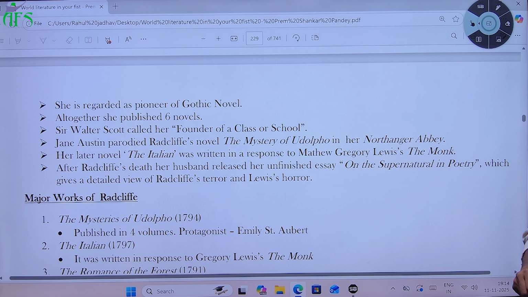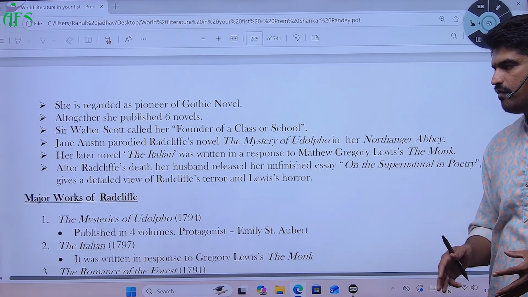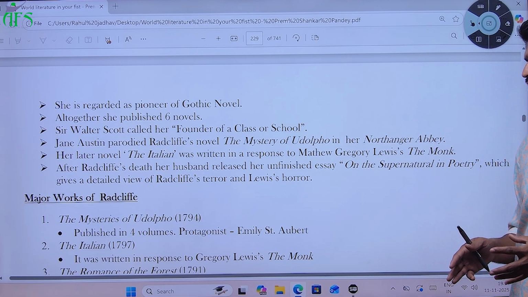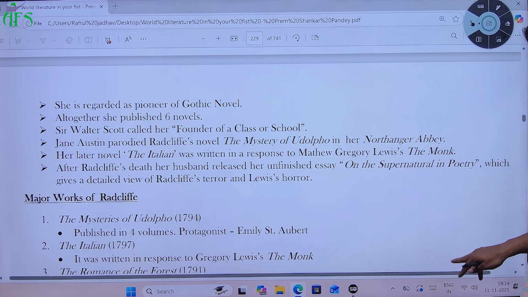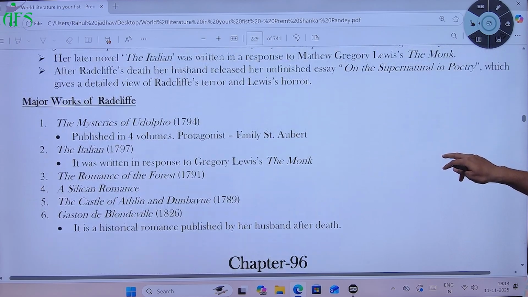Jane Austen parodied her novel The Mysteries of Udolpho in her Northanger Abbey, and her later novel The Italian was written in response to Matthew Gregory Lewis's The Monk. After Radcliffe's death, her husband released her unfinished essay on the supernatural in poetry, which gives a detailed view of Radcliffe's terror and Lewis's horror. Let us have a look at her major works now.